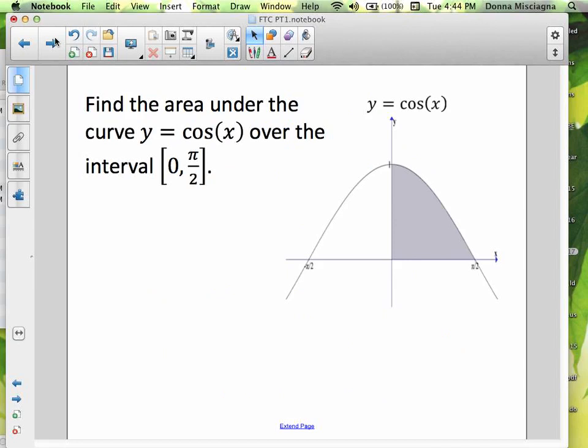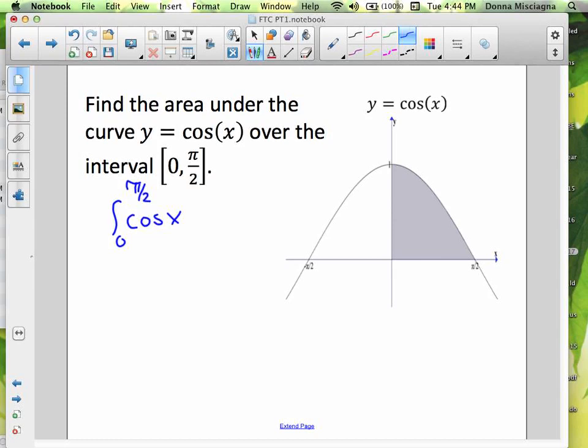Find the area, and this is a nice simple one, find the area under the curve y equals cosine x over the interval 0 to pi halves. All right, so that means we're going to integrate cosine x and evaluate from 0 to pi halves. All right, so dx, don't forget your dx there.